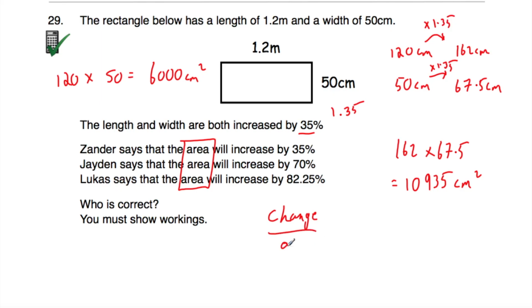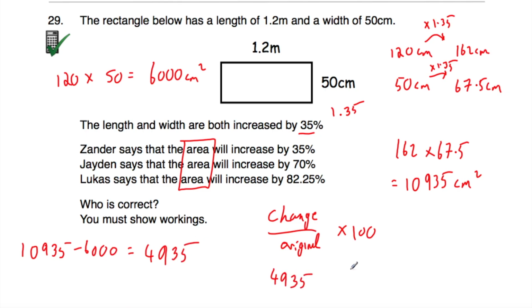So change divided by original times 100. You may encounter that if you look at the topic called percentage change. If you do the change divided by the original times 100, it'll tell you the percentage increase. So the change, what did it change by? It went from 6,000 up to 10,935. So if we do 10,935 take away 6,000, that's equal to 4,935. So that's the change, 4,935.